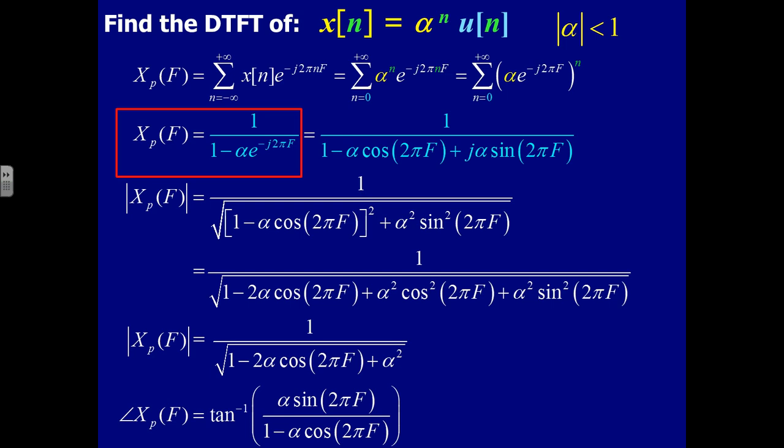In terms of phase, we would take an inverse tangent of the numerator minus the denominator. The angle of the numerator is just a value of 1, so that would be 0. The angle of the denominator would be the inverse tangent of the imaginary part over the real part. So we have an inverse tangent of alpha sine 2 pi f over 1 minus alpha cosine 2 pi f. And the correction that you should make to that slide is that's the term in the denominator, so we need a negative sign out in front of that inverse tangent.